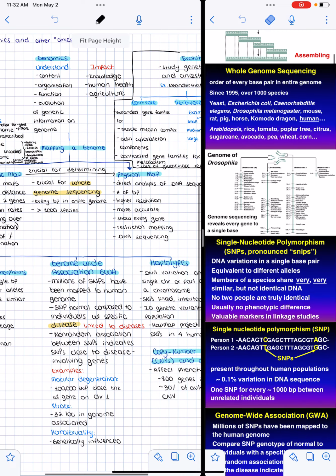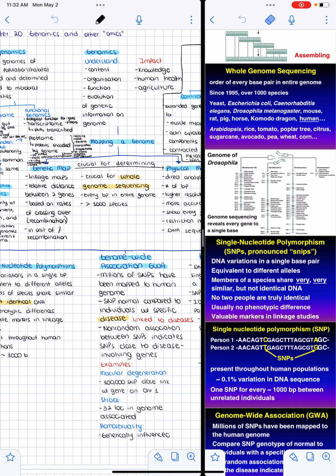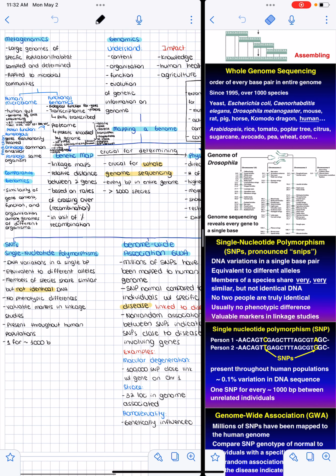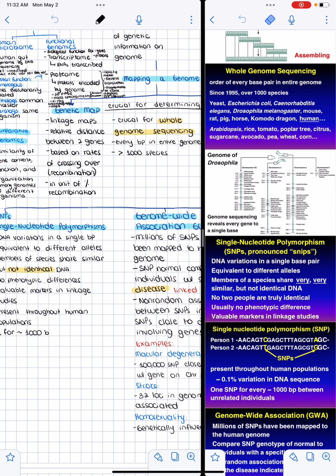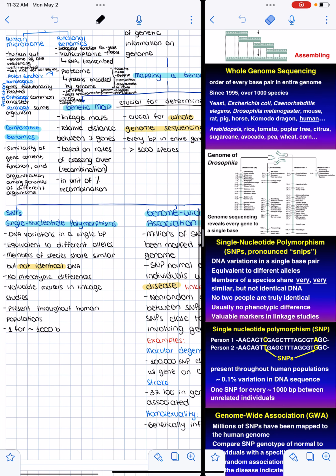Whole genome sequencing, as I mentioned, covers every base pair in every genome, and it has been done for a lot of species. And what can whole genome sequencing show us? It can show us single nucleotide polymorphisms, which are DNA variations in a single base pair. These single nucleotide polymorphisms are equivalent to different alleles.